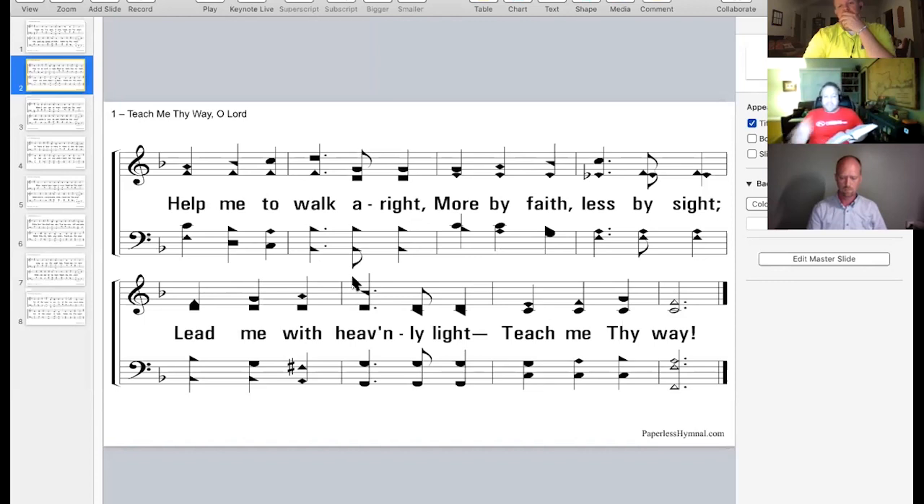2 Corinthians 5 verse 6 says, so we are always confident knowing that while we are at home in the body, we're absent from the Lord. For we walk by faith, not by sight. We are confident, yes, well pleased rather to be absent from the body and to be present with the Lord.